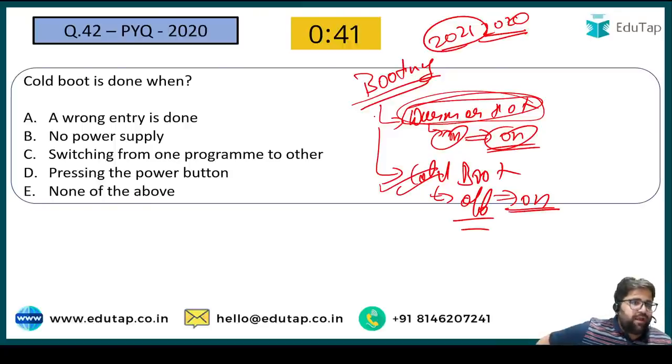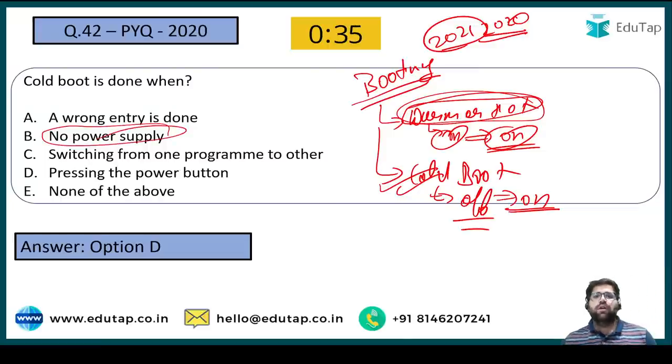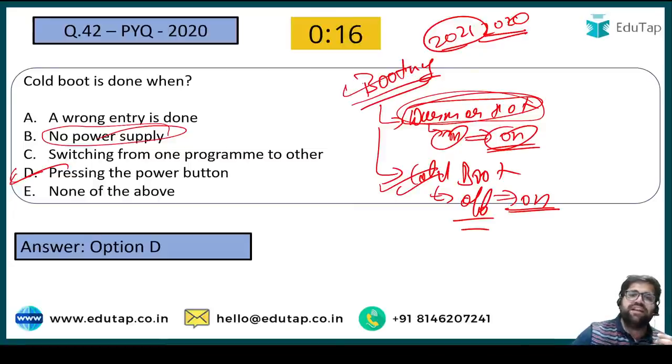No power supply. The correct answer will be D, my friend. If there is no power supply, the computer will automatically go down without shutting off, and then you will again switch on the computer. So you are bringing a computer from on state to on only. So how can no power supply be the right answer? Here the correct answer will be pressing power button. Pressing power button means that you are switching off your computer. As simple as that.